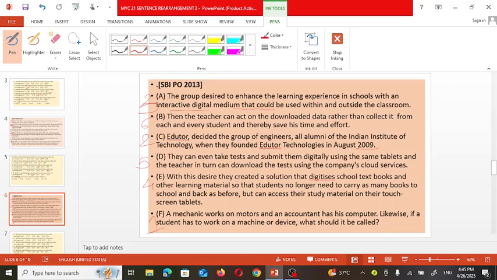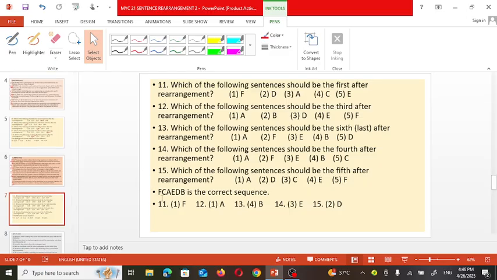So the sentence arrangement will be like that: F, C, A, E, D, B. With the help of this sequence, we can give the answer to this question. Which will be the first? So here F will be the first, and that is given in option 1.